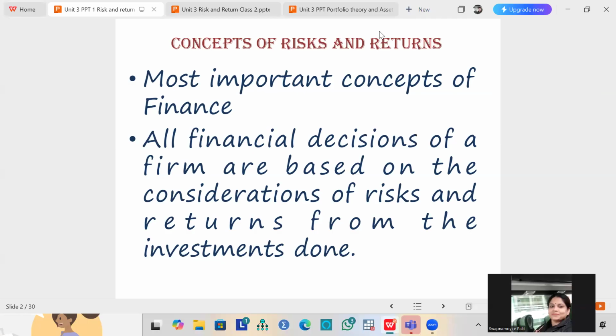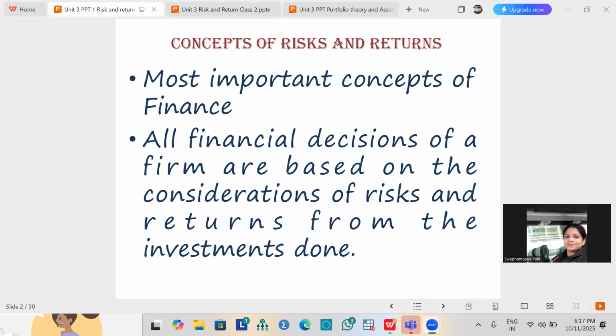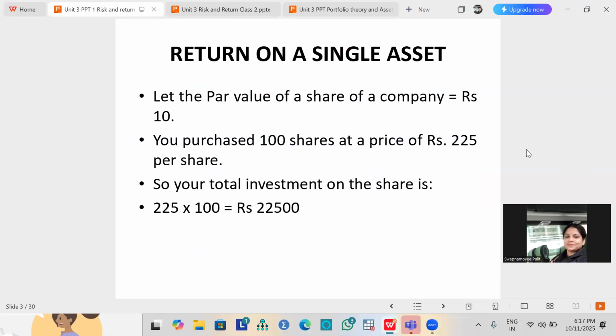Okay, so let us start. Moving on, risk and return are very important variables because whenever you are thinking of investing in a share, you have to see two major parameters: what is the total return, and what is the risk to your investment. So let us calculate the return first of a single asset.